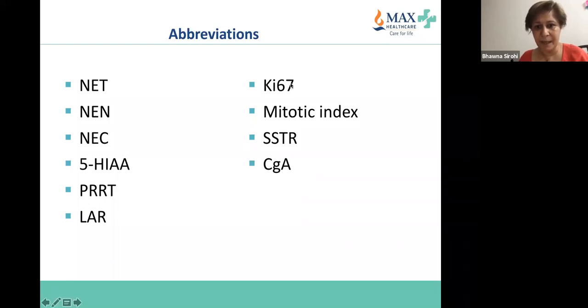So PRRT again is peptide receptor radionuclide therapy. Long-acting repeatable, LAR octreotide, you will hear a lot while I'm talking. So LAR just means that it's not short-acting, it's a long-acting hormone therapy that we are giving. Ki-67, again, in breast cancer, we talk about it, but in breast cancer, it is not as standardized as it is in neuroendocrine neoplasms. Again, both of these, Ki-67 and mitotic index, are about how fast the cancer cells are dividing. SSTR is the somatostatin receptor, and CGA is chromogranin A.